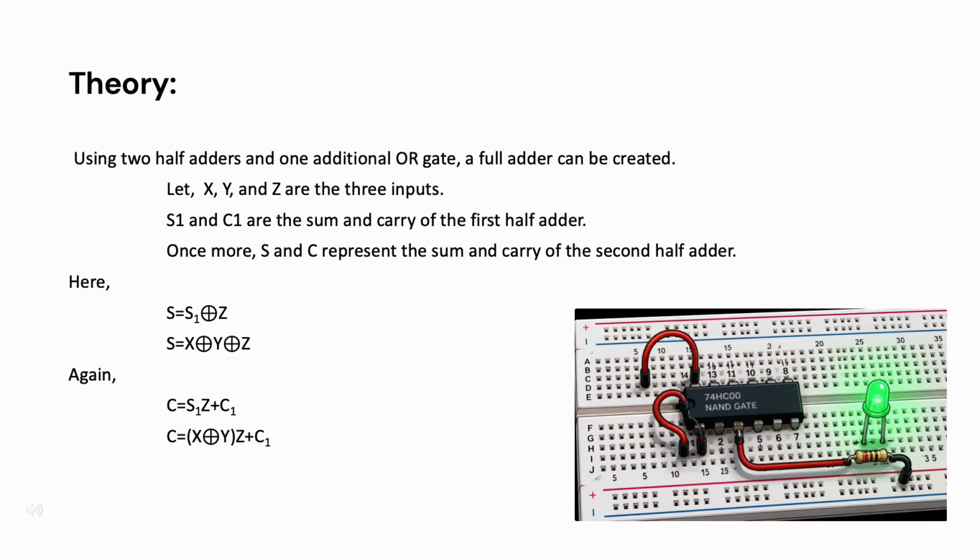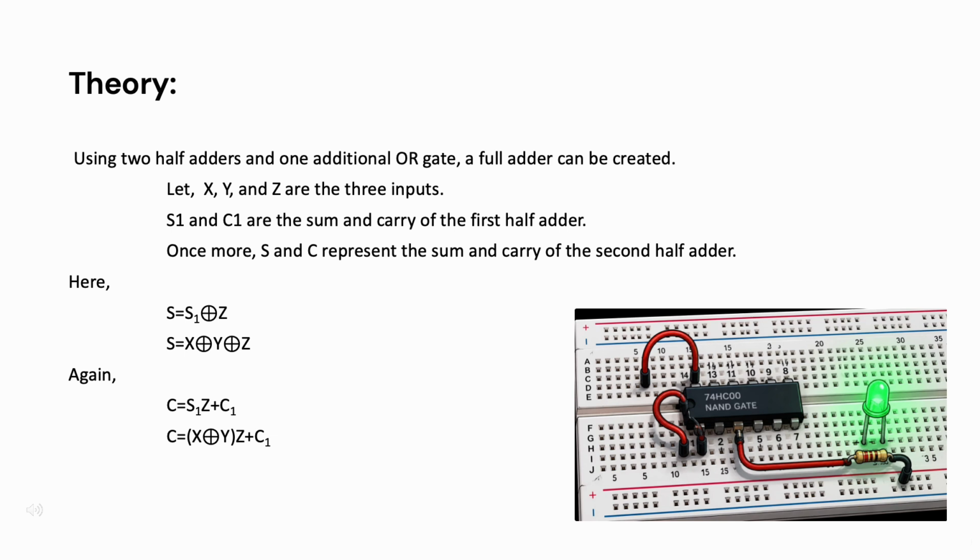Theory: using 2 half adders and 1 additional OR gate, a full adder can be created. Let x, y, and z be the 3 inputs. S1 and C1 are the sum and carry of the first half adder. Once more, S and C represent the sum and carry of the second half adder.